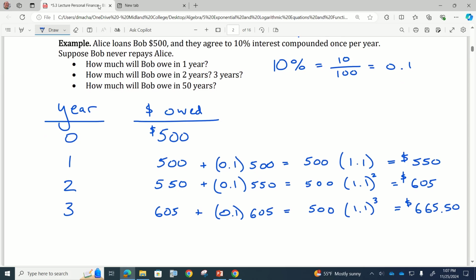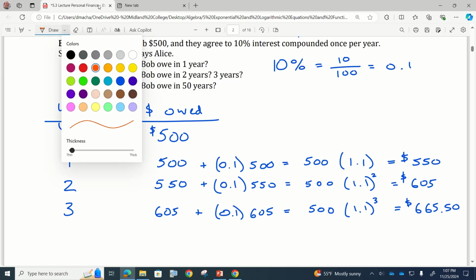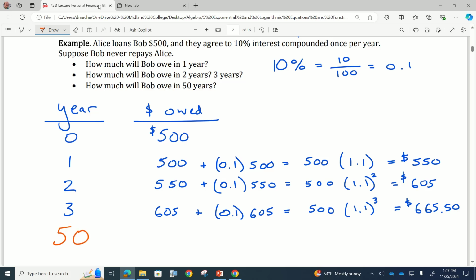So when I go to ask you, how much will Bob owe in 50 years? It would be a real pain, it would take me all afternoon to sit here and keep on adding 10% of the previous year, and then 10% of the previous year, and so on. But what I could do instead is just skip to this part, where I've already recognized the pattern. It'll be 500 times 1.1 raised to the power 50. So what is 500 times 1.1 raised to the power 50?